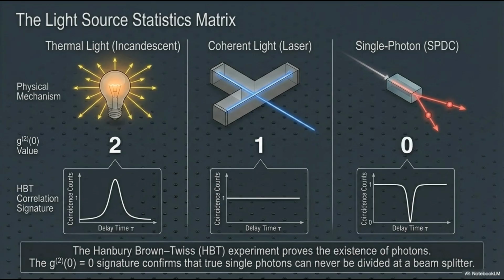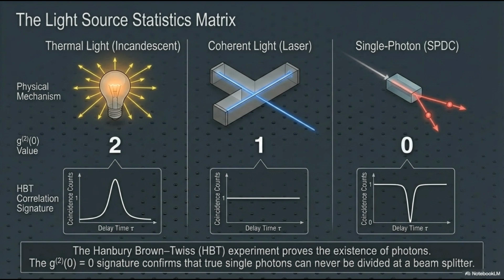Each light type produces a distinct Hanbury-Brown-Twiss correlation signature plotted against delay time tau. Thermal shows a peak at tau equals 0, laser shows a flat horizontal line at 1, and single photon shows a sharp dip all the way down to 0 at tau equals 0. The g²(0) equal to 0 signature is definitive experimental proof that light is quantized into discrete photons.